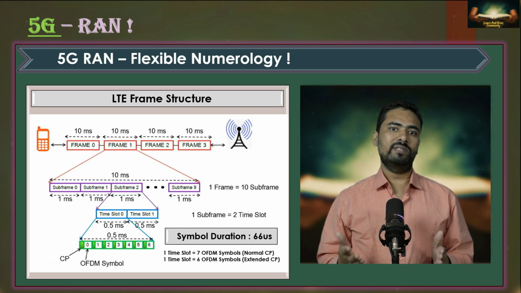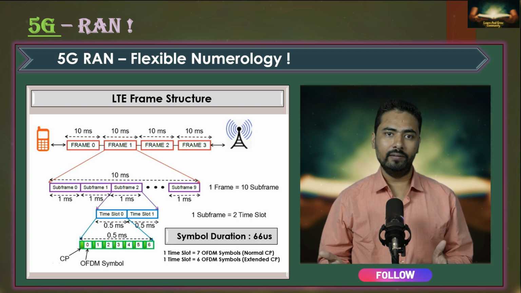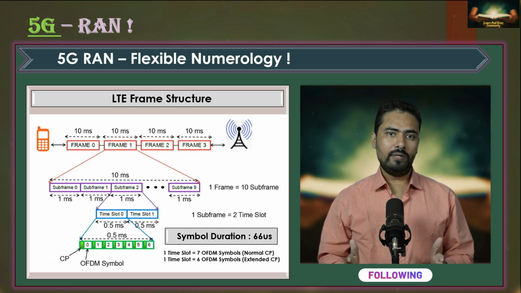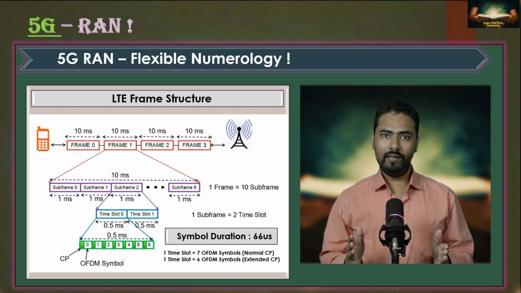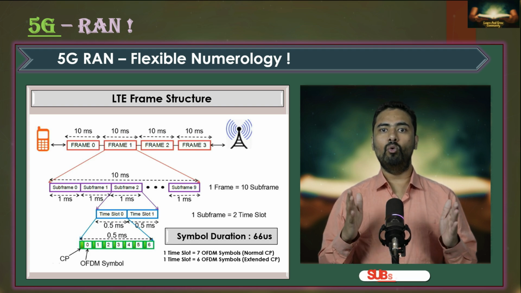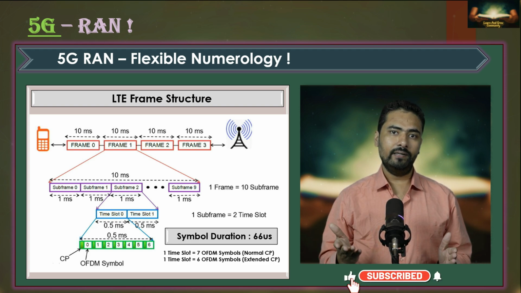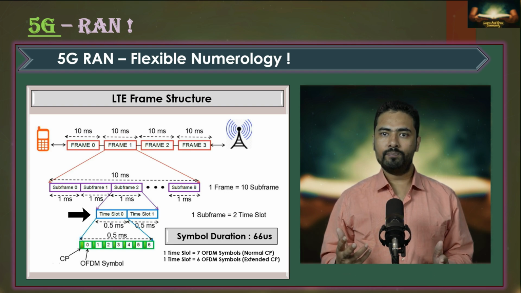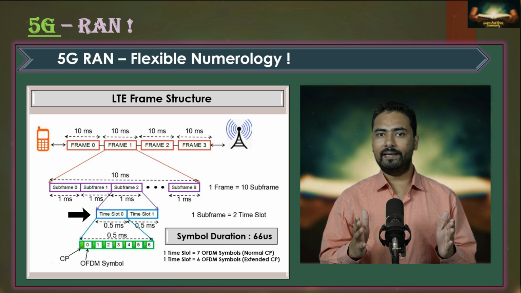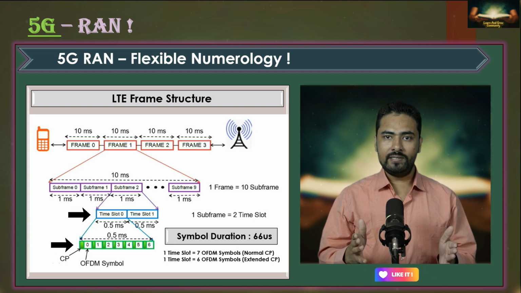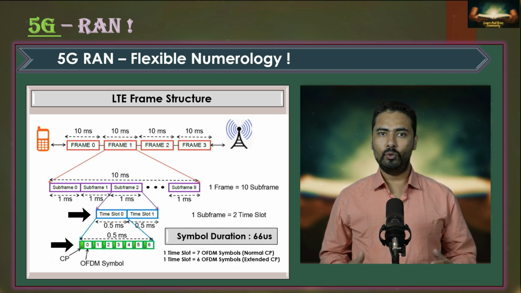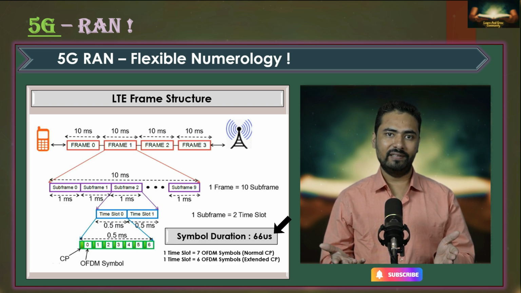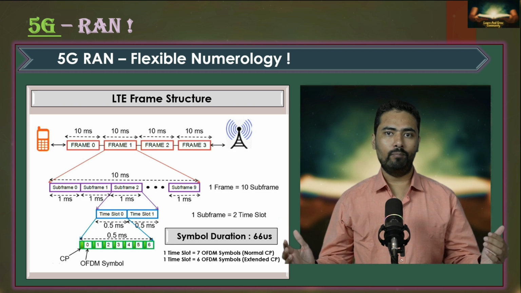Today, LTE supports carrier bandwidth of up to 20 MHz, and it uses a fixed OFDM numerology with consistent parameters across the network. LTE employs a 15 kHz spacing between OFDM subcarriers, and this is standard across the whole LTE network. LTE frames are divided into two slots. Each slot is 0.5 millisecond, and each slot contains 6 or 7 OFDM symbols. So in LTE, the symbol duration is approximately 66 microseconds, which is the same across all LTE deployments.